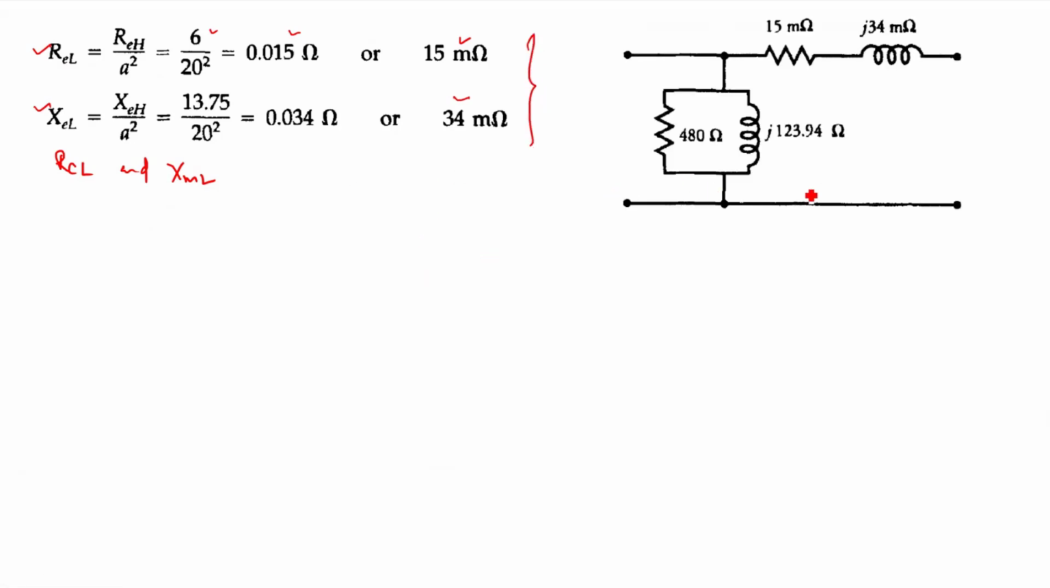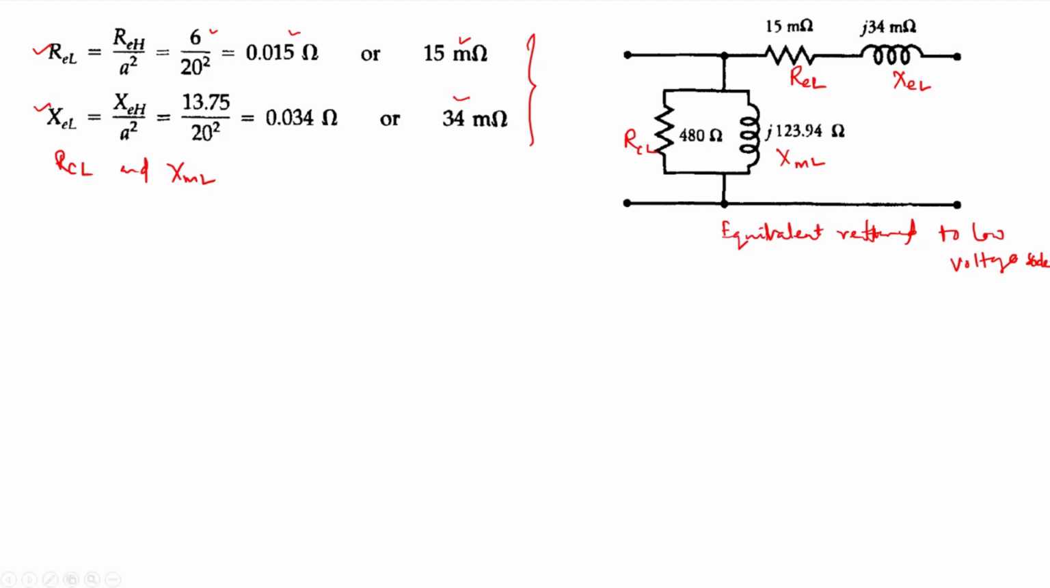So therefore I can draw the equivalent circuit referred to the low voltage side. So this is your equivalent circuit referred to the low voltage side. That means when the transformer is viewed from the low voltage side, the equivalent circuit will look like this. This is your RCL, this is your XML, this is your REL, this is your XEL. Okay. So now we found the equivalent circuit referred to the low voltage side.